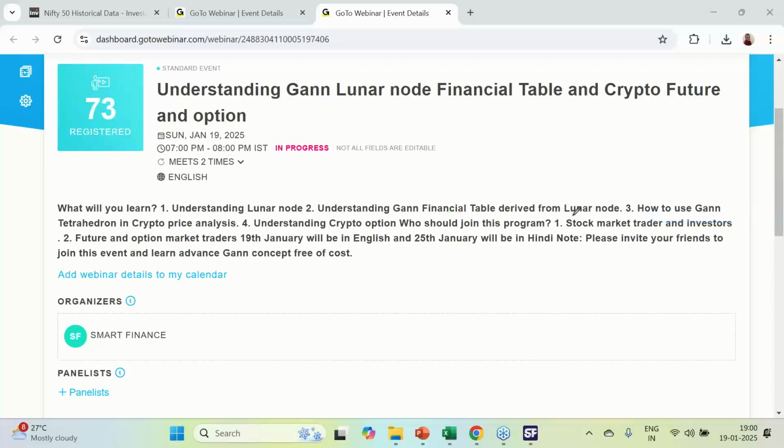Today I am going to explain to you the lunar node and how you can use Gann's concept in crypto price analysis, especially the tetrahedron. So that I am going to explain. I'll also introduce you to the crypto options. So these are the things that will be explained today. It will be a 1 hour event, and the same thing will be repeated on 25th of January in Hindi.